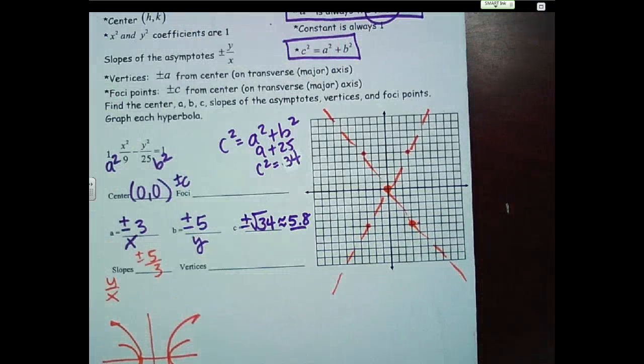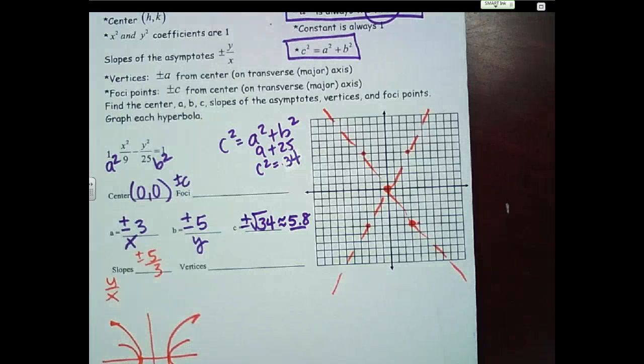That doesn't help us as far as, well, do they open up and down or left and right? But you know they open left and right because you lead with x squared. That's how you know. Okay? So let's find our foci and our vertices.